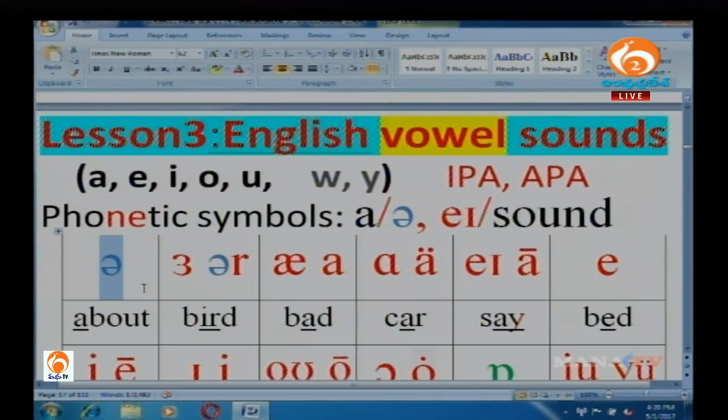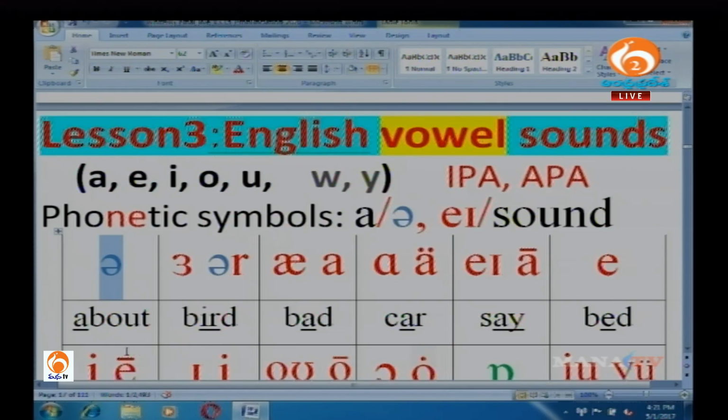This is the symbol. The inverted E is the symbol for this sound. Very gentle, comes from the throat. It's a neutral, unstressed sound. It's not stressed. That's a different sound. As in a book. Please give me a book. A book. About.